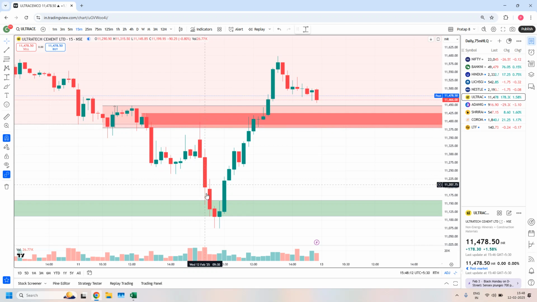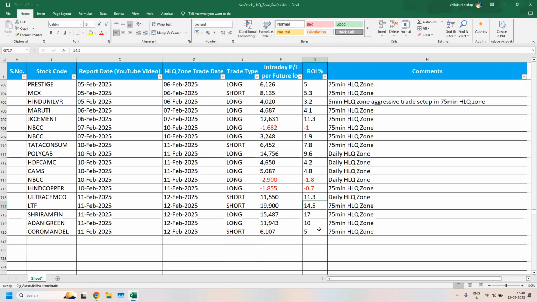But already earlier you got a good profit. With that profit, this stopped out trade would hardly cost you, around 1%. Already you got 11.3%. Suppose your trade is stopped out, you would still have got another 10% profit from this particular stock.